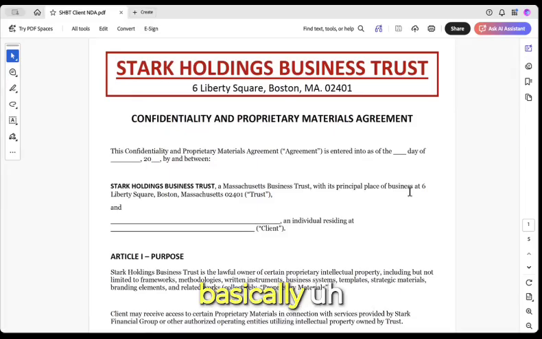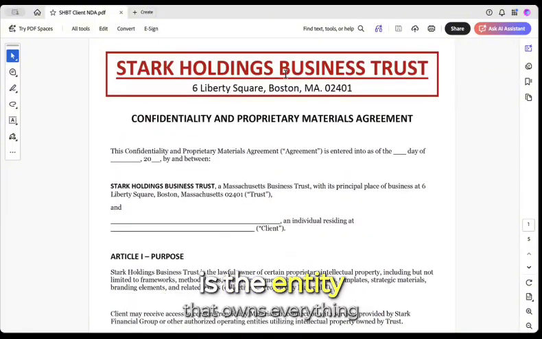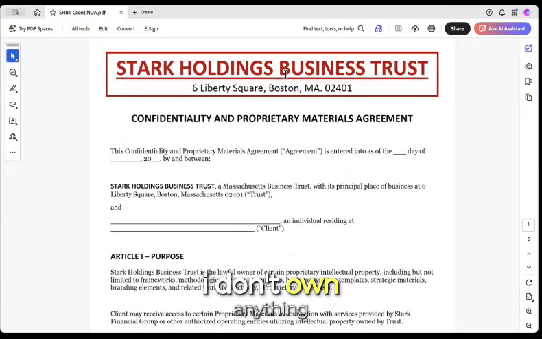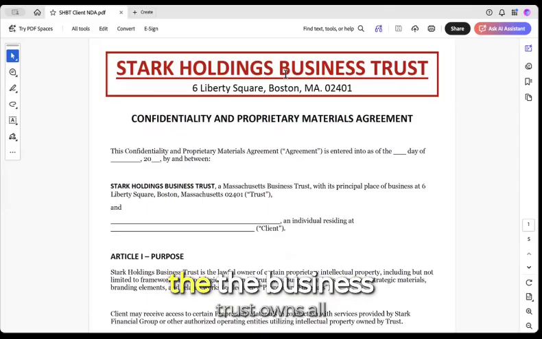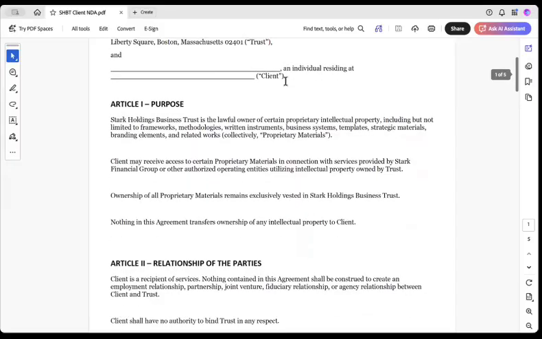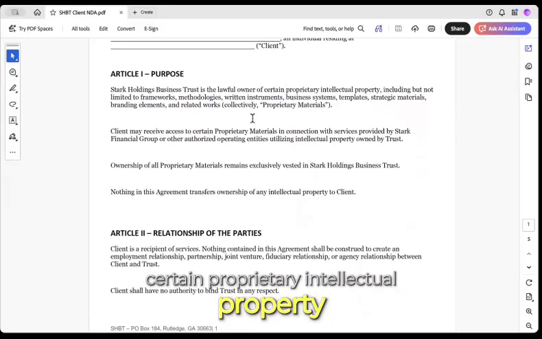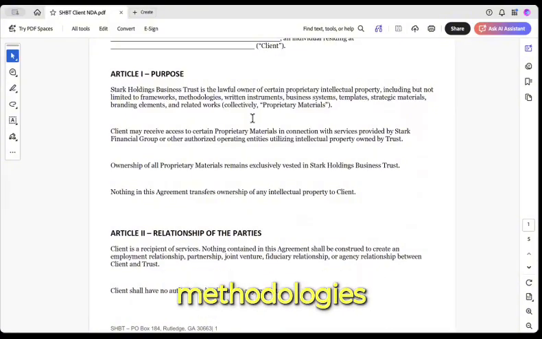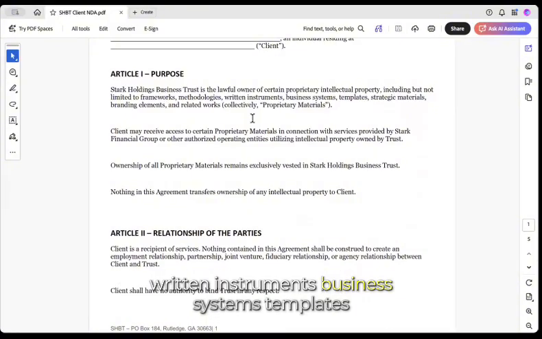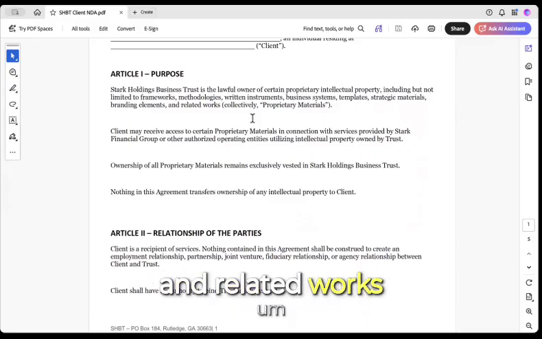Basically, it goes through and Stark Holdings Business Trust is the entity that owns everything, right? I don't own anything. The business trust owns all the LLCs. I have roughly five LLCs, and each one of them is a private ownership of this company. Stark Holdings Business Trust is the lawful owner of certain proprietary or intellectual property, including but not limited to frameworks, methodologies, written instruments, business systems, templates, strategic materials, branding elements, and related works.